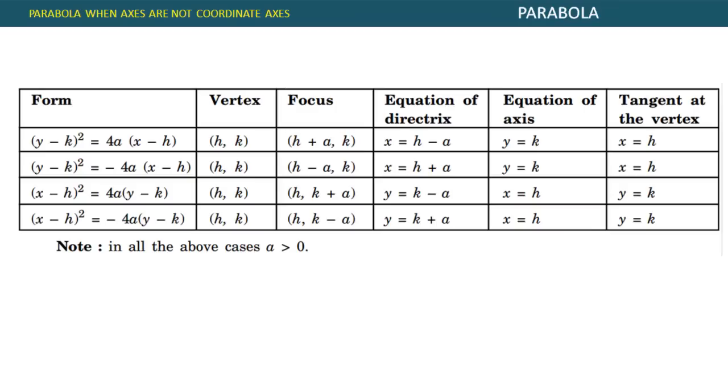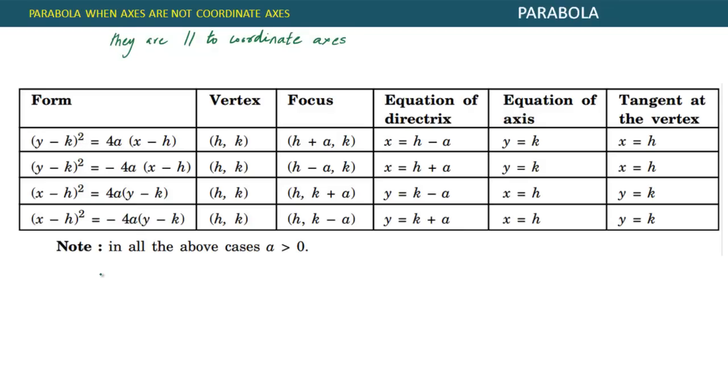Now I am explaining the concept of how to write parabolas when the axes are not the coordinate axes, but are parallel to the coordinate axes. This is something very important. They are not the coordinate axes, but they are parallel to them. So the first one is y minus k whole square is equal to 4a times x minus h.